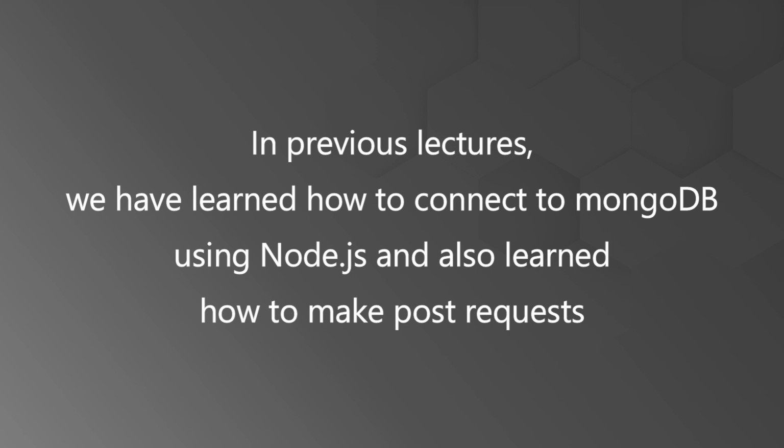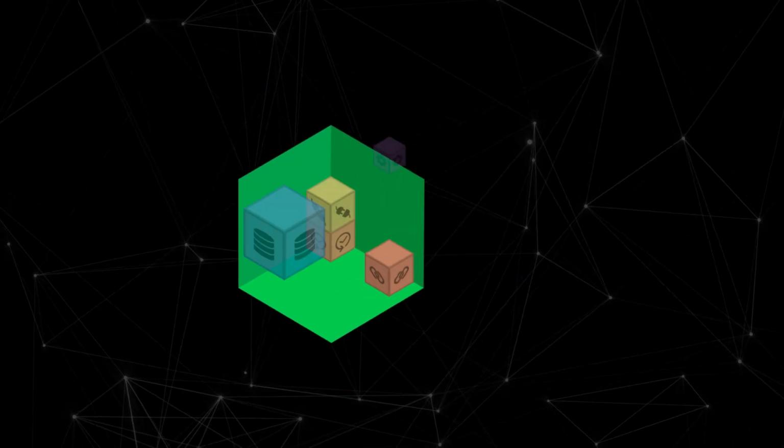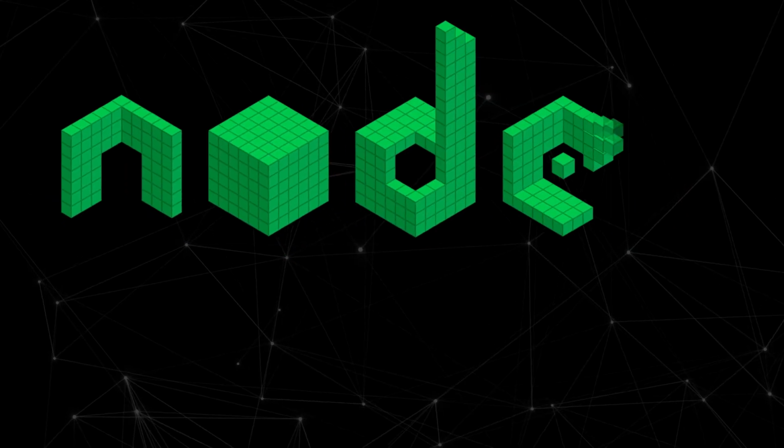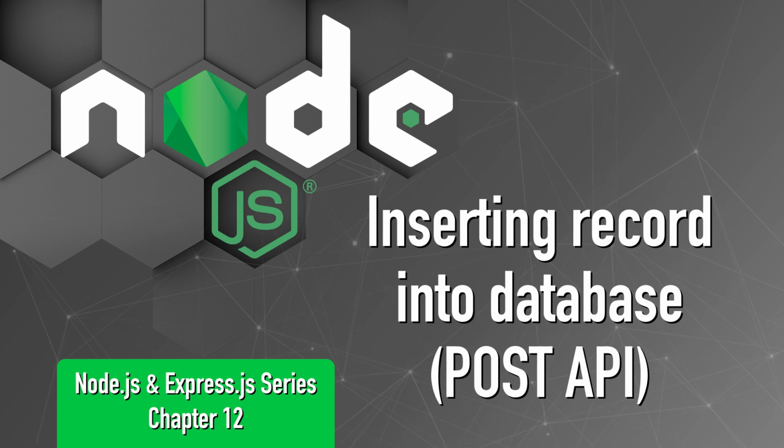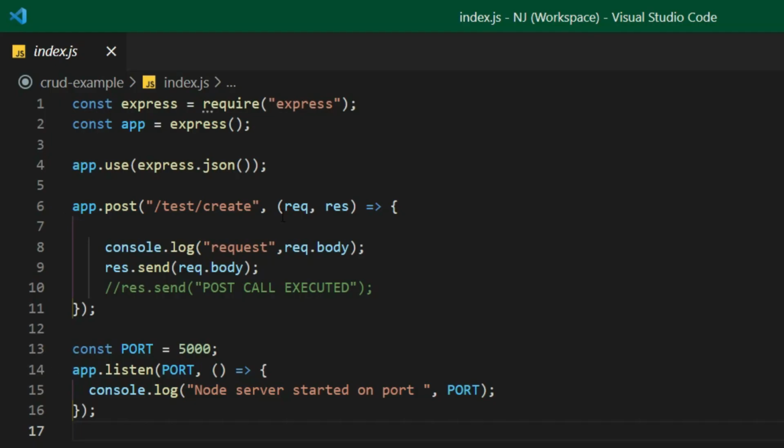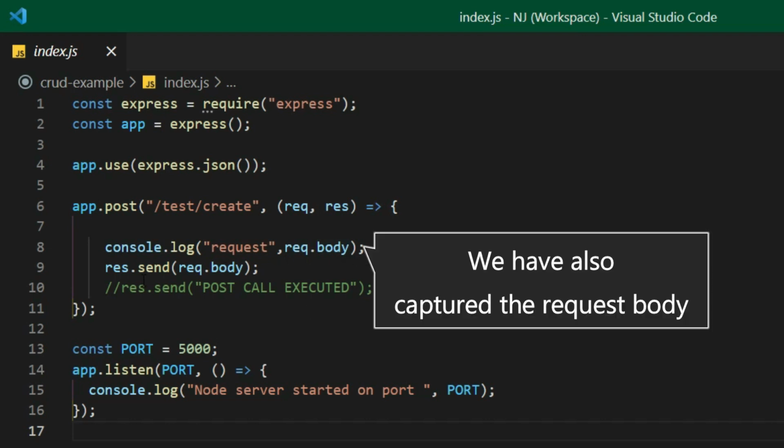In previous lectures, we have learned how to connect to MongoDB using Node.js and also learned how to make post requests. In this lecture, we will combine them and see how to insert the records in the database. Let's begin. Here is the post request which we had created in our previous session, and in this post method, we have also captured the request body.